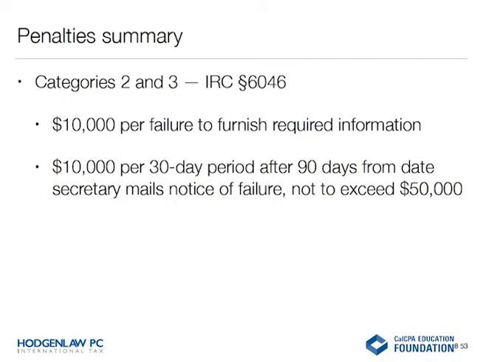There's also, let's say you get a letter in the mail assessing a $10,000 penalty. You also get another $10,000 penalty per 30-day period after 90 days from the date the Secretary mails the notice of failure, and those can add up for 5 more months to another $50,000. So you could end up with $60,000 just for failing to file under categories 2 or 3.